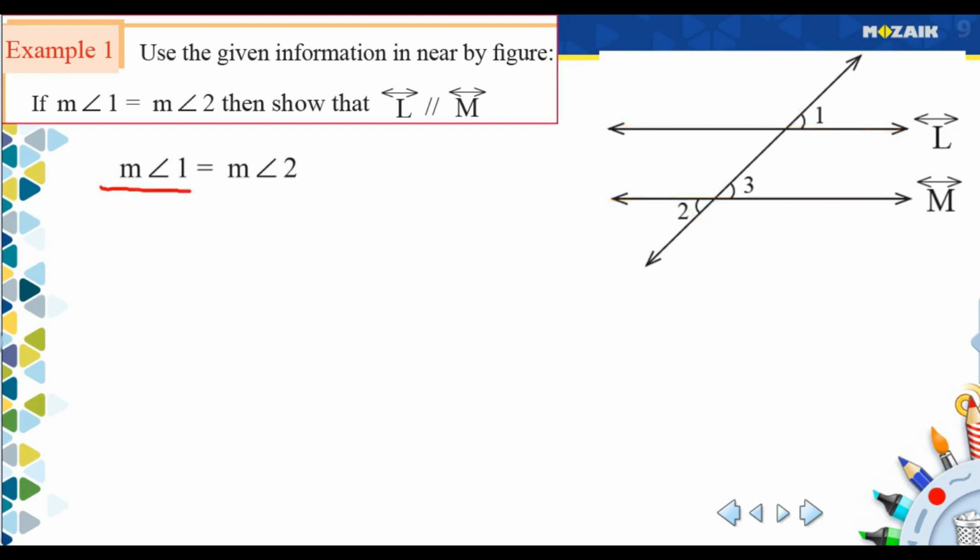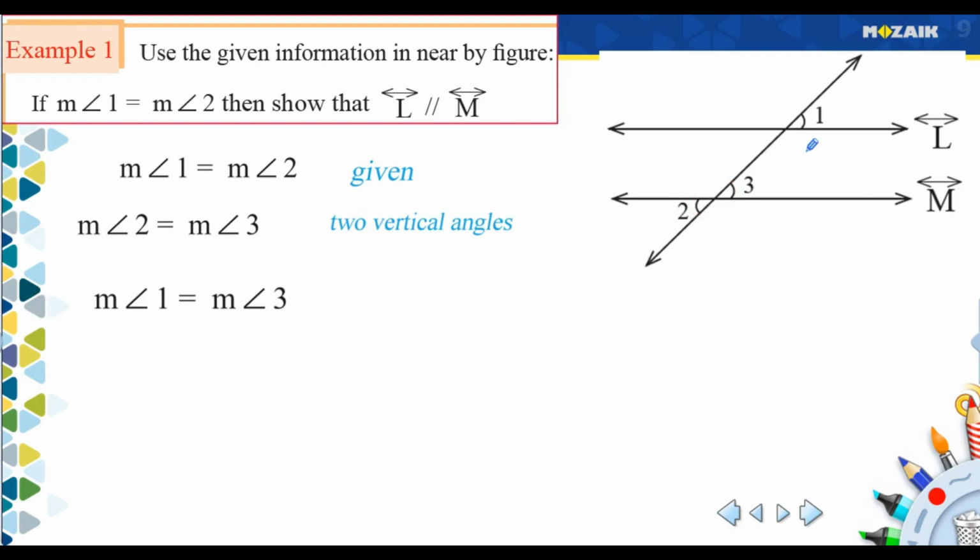Measure angle 1 equals measure angle 2, that is given in the question. Then measure angle 2 equals measure angle 3. Why? Because they are two vertical angles. Any two vertical angles are equal in measure. Measure angle 2 equals measure angle 3 because of two vertical angles.